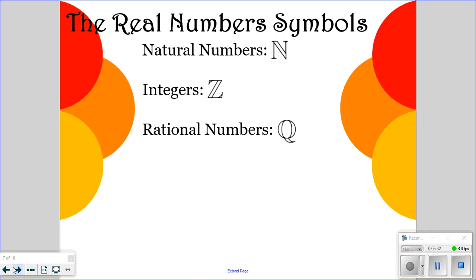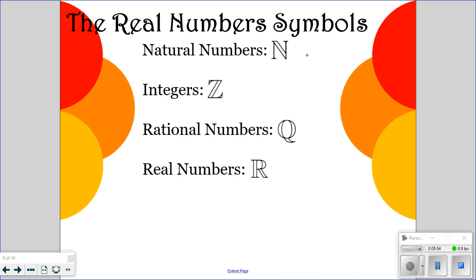Rational numbers is a Q. Again, where the Q came from, I'm not really sure. And then real numbers is an R. Hopefully you're familiar with that one. You may be familiar with some of the other three, but you want to become familiar with all four of them because they're just going to pop up randomly throughout the year, and you don't want to be scratching your head trying to figure out what this Q means. You need to know that it's a rational number.